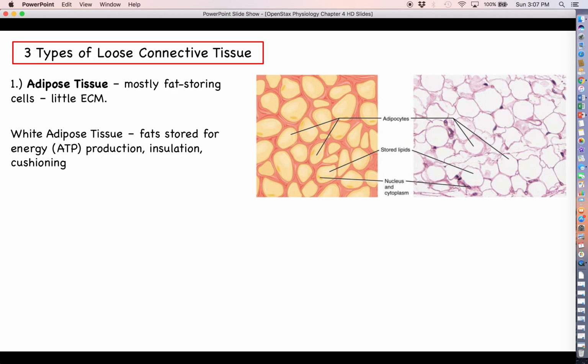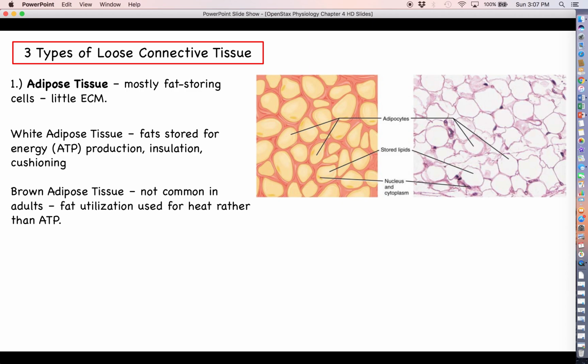White adipose tissue is kind of what you think of fat as being. This is a whole collection of cells that store up fats that we can tap into later for ATP production if, say, we're on a diet and we're not really eating a whole lot of food. They also provide insulation from temperature changes, cushioning for kind of the rough nature of the lives that we lead. We kind of get roughed up here and there.